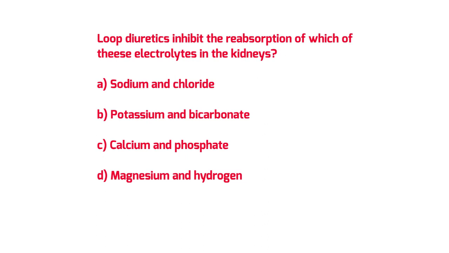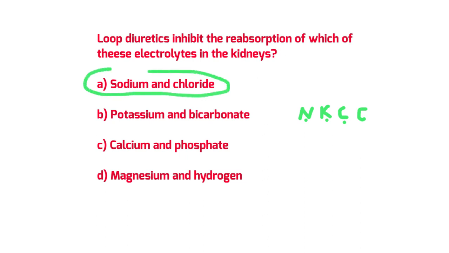Last question. Loop diuretics inhibit the reabsorption of which of these electrolytes in the kidneys? Well, for this question, we just have to remember what our target is going to be. And that's going to be our NKCC. And what does that stand for? Sodium, potassium, chloride, cotransporter. So the correct answer is going to be A, sodium and chloride.